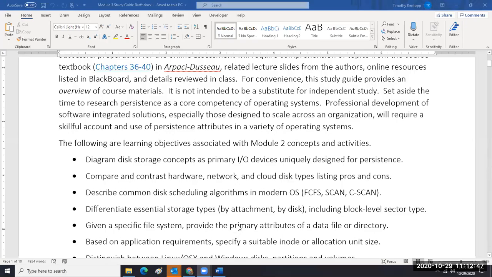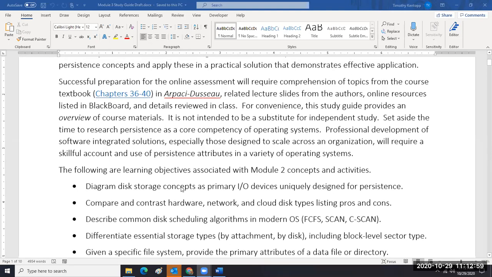So what we want to do is to jump into some of the extended persistence concepts. Once again, module 3 is part 2 of persistence. In the enterprise or corporate environment, you move away from the local floppy disk or hard disk. You don't work so much with local disks anymore.